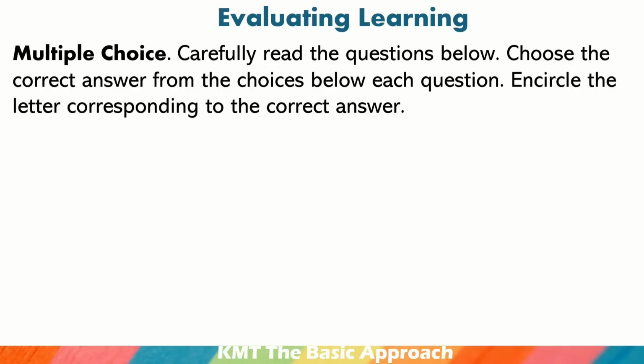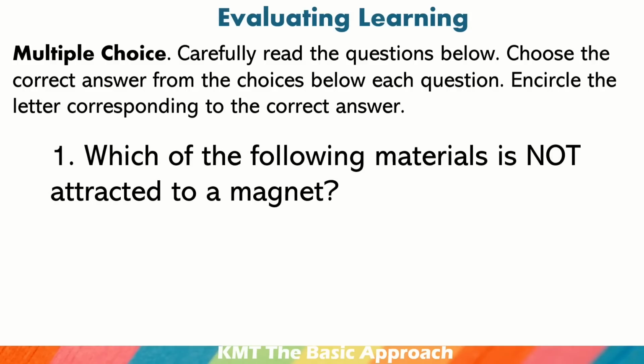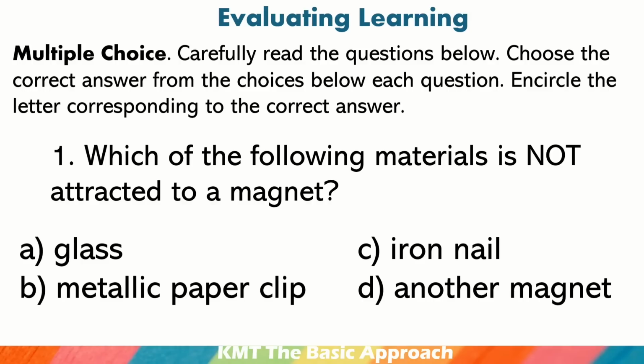Multiple choice. Carefully read the questions below. Choose the correct answer from the choices below each question and circle the letter corresponding to the correct answer. Number 1. Which of the following materials is not attracted to a magnet? Letter A, glass. Letter B, metallic paper clip. Letter C, iron nail. Or letter D, another magnet. What is the correct answer? Good job! Letter A, glass.